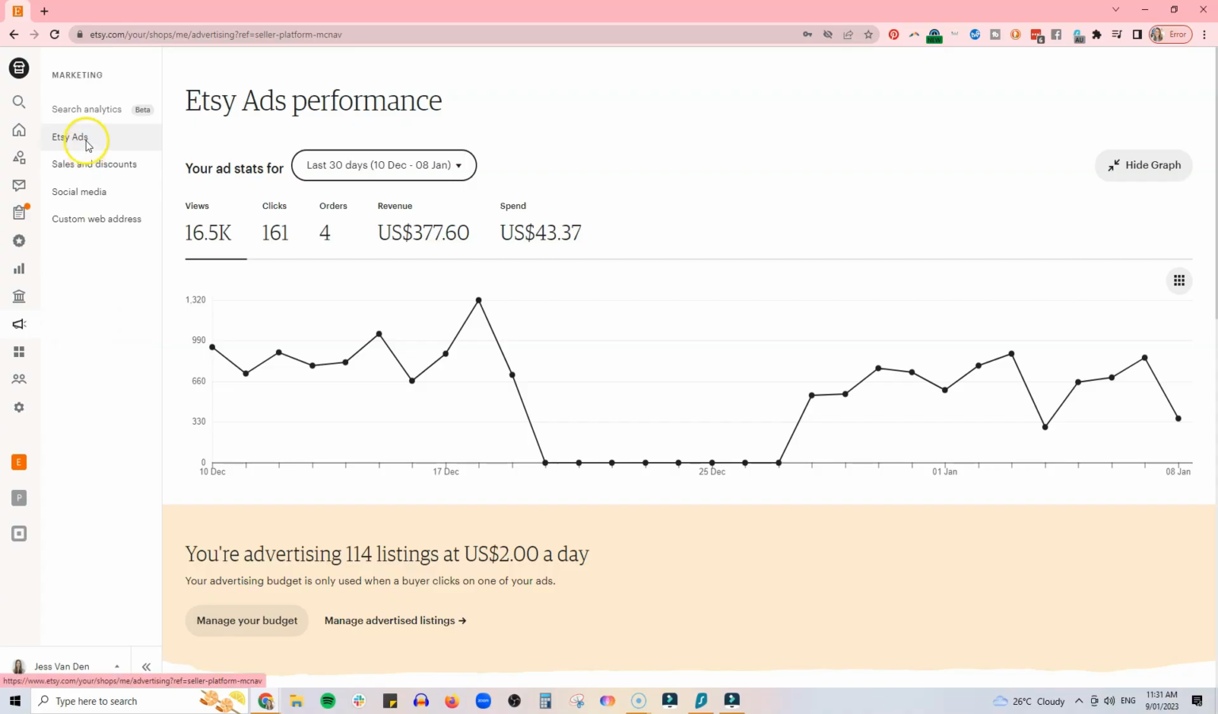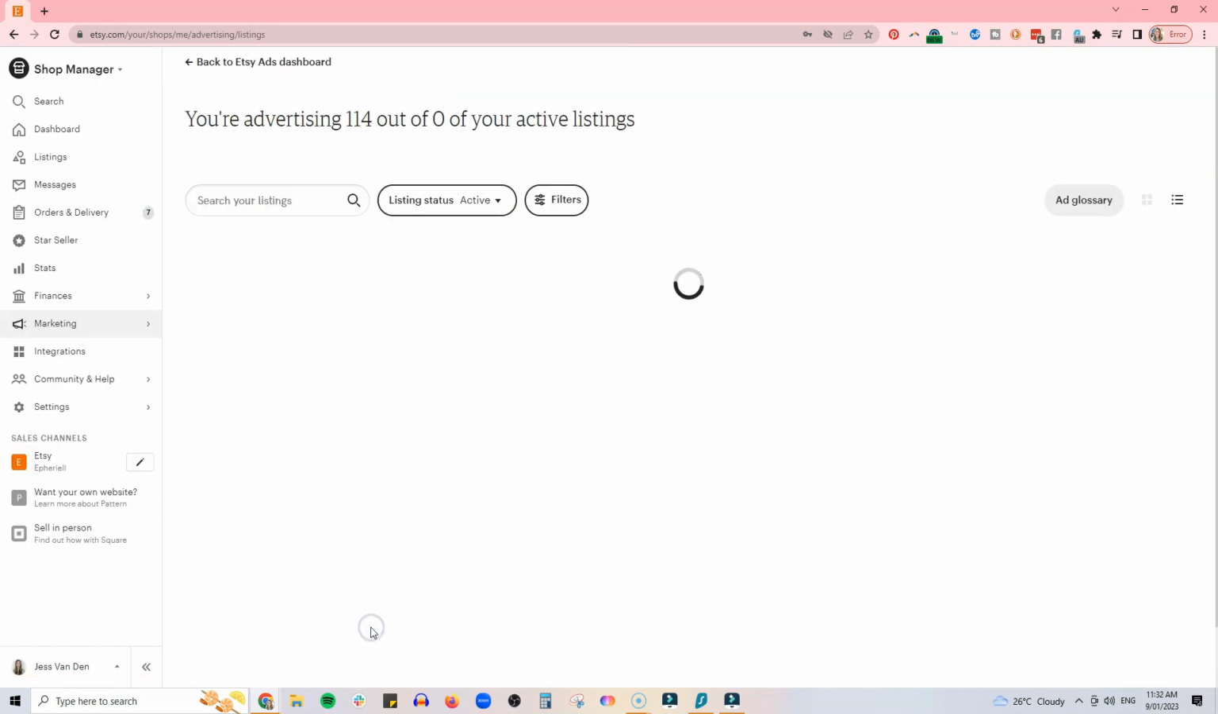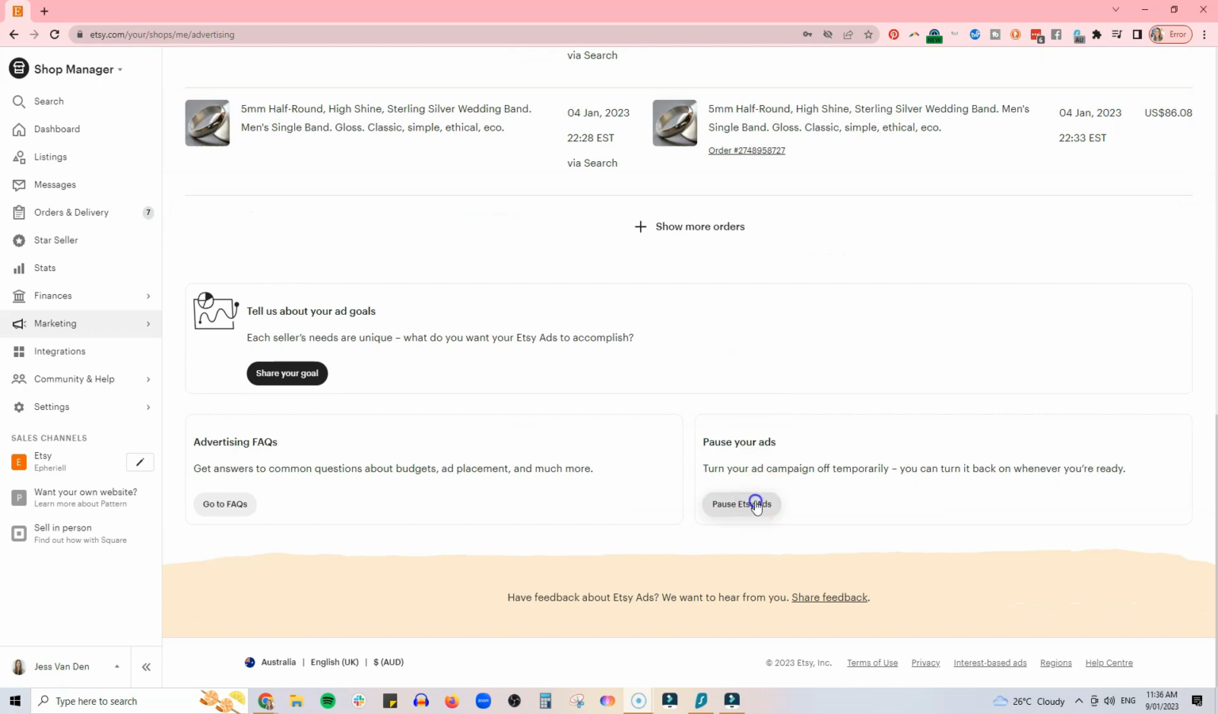You can purchase this through your shop dashboard in the advertising manager, and you can set up how much you're willing to spend. You can decide which products you want to advertise, and you can turn it on and off at will. So when you do advertise this way, Etsy will then show your ads to people on the Etsy website, on the Etsy app.